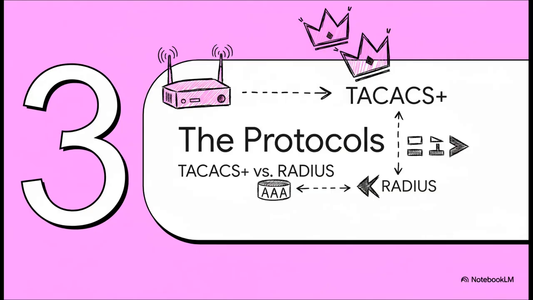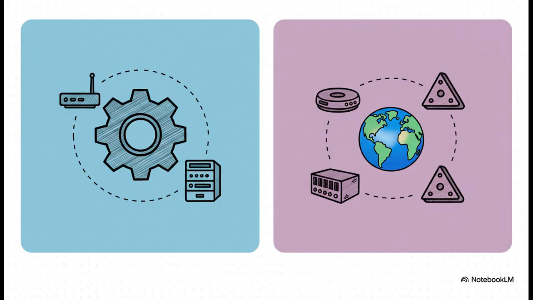So when that router needs to talk to the AAA server, it has to speak a specific language, or a protocol. And in this world, there are two titans, two main players, TACACS Plus and RADIUS. And trust me, choosing between them is a really critical decision for any network architect. On one side of the ring, you have TACACS Plus, which is a super powerful protocol that's heavily backed by Cisco. And on the other side, you've got RADIUS, which is an open standard, meaning pretty much every vendor out there supports it. So this isn't just about a technical feature list. It's a strategic choice about your network's future.